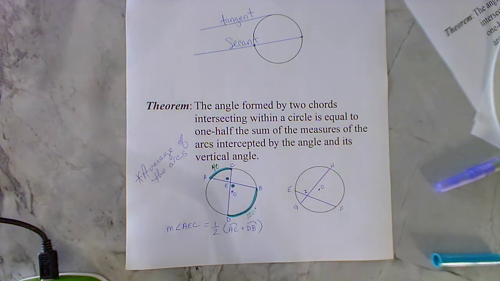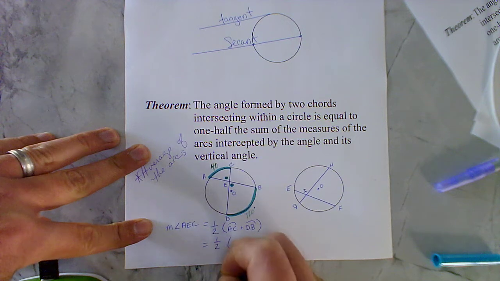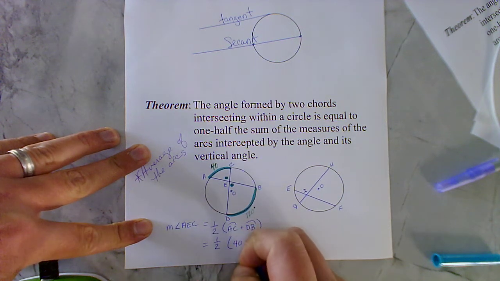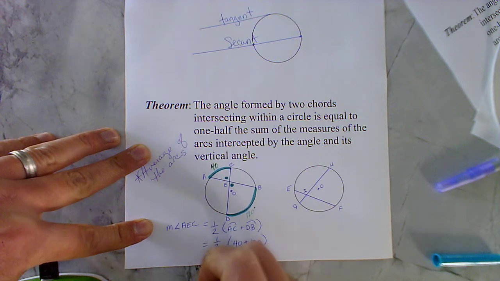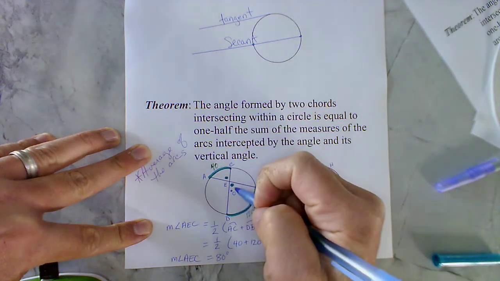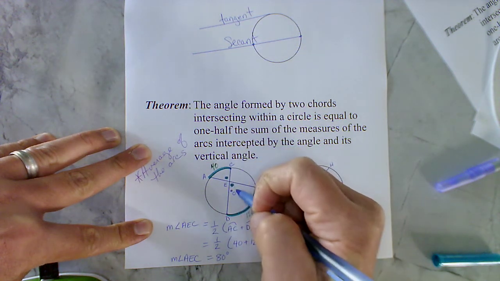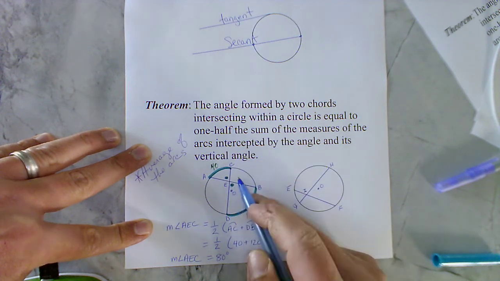All right, in this case, you know what we did, so that would mean 1/2 of 40 plus 120. 40 plus 120 is 160. Half of that is 80. So we're at 80 degrees there. So the measure of angle AEC is 80 degrees. Okay, well, if this is 80 degrees, this is 80 degrees. And if these are 80, then you know the supplement right next to them, these would be 100.